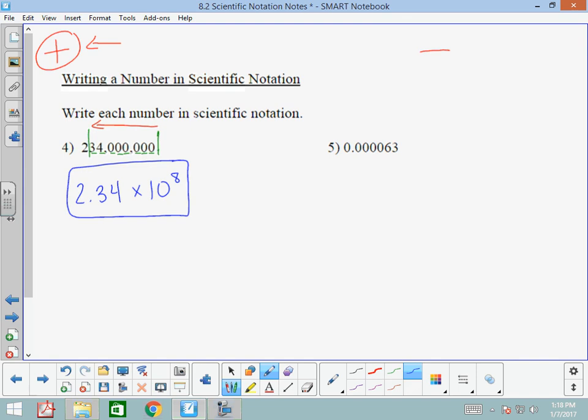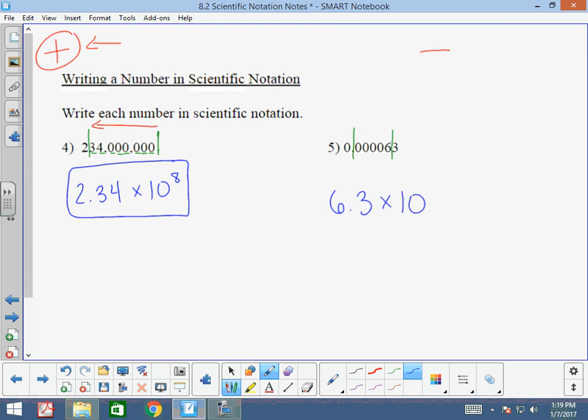Okay, number 5. Our decimal is there. It's right between the first two zeros. And our decimal is going to end up between the 6 and the 3. So I want my decimal to be between the 6 and the 3. That way my number 6.3 will be between 1 and 10. Now again, I'm going to drop all the non-significant numbers, which are the zeros. The zeros that come before the 6 will be dropped. Now we have times 10.